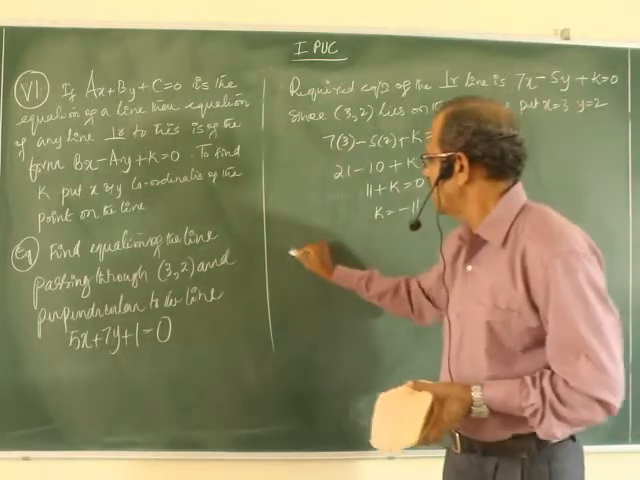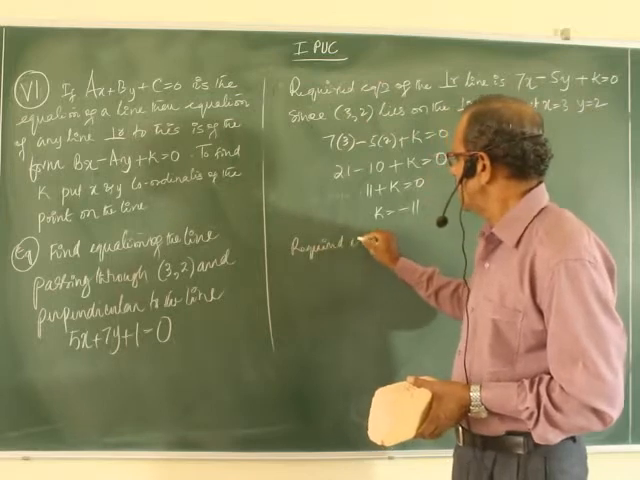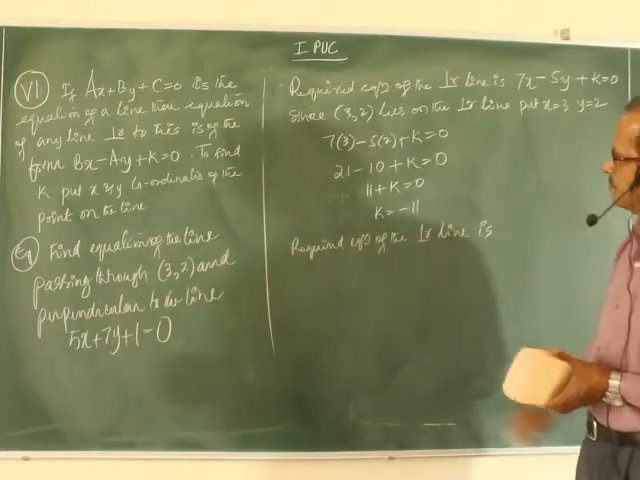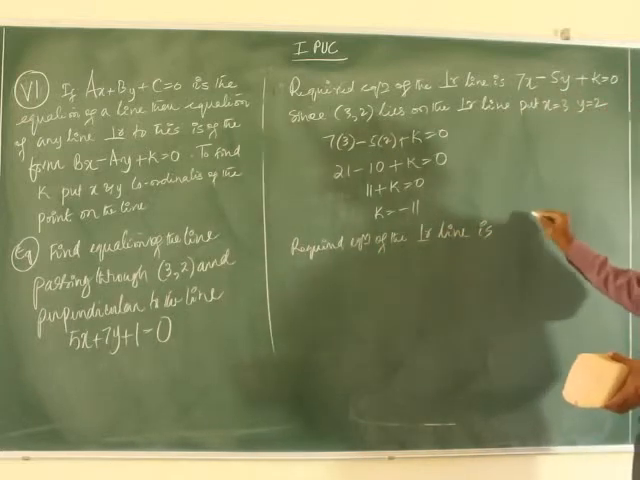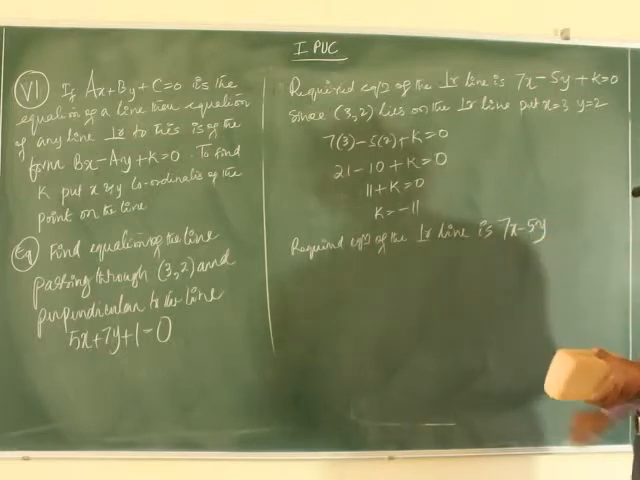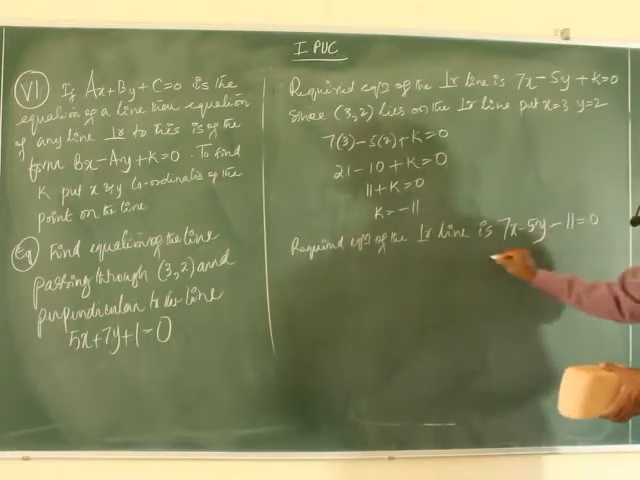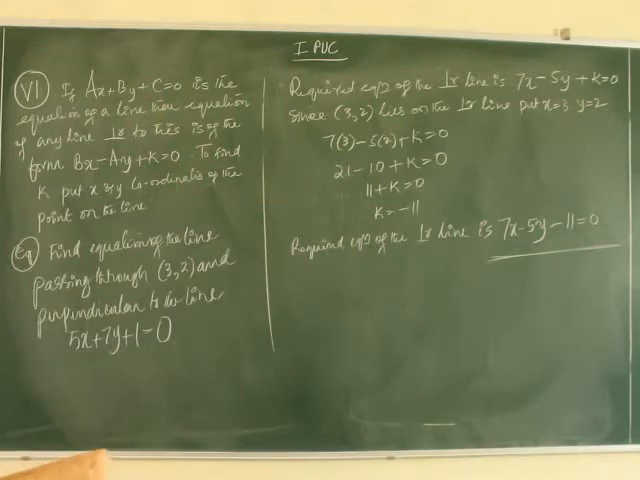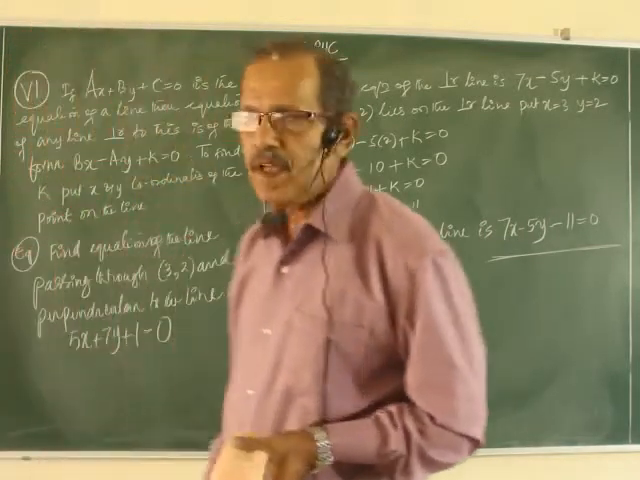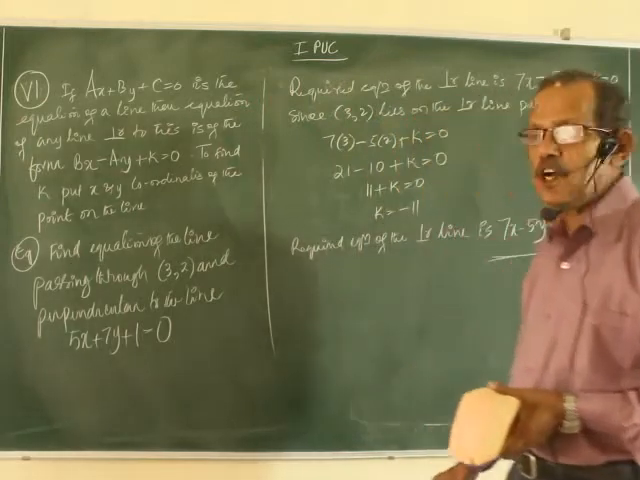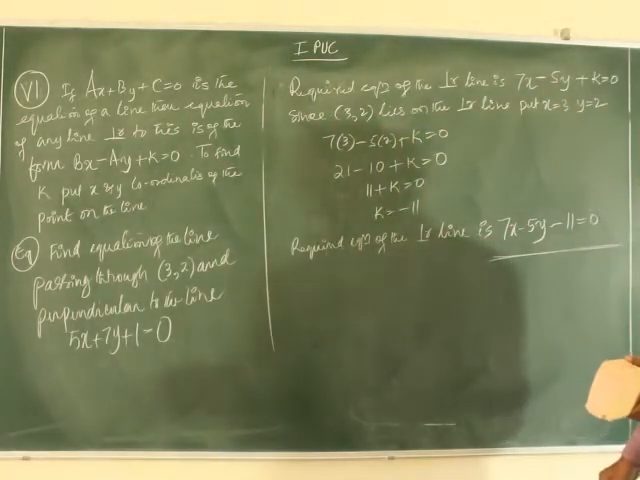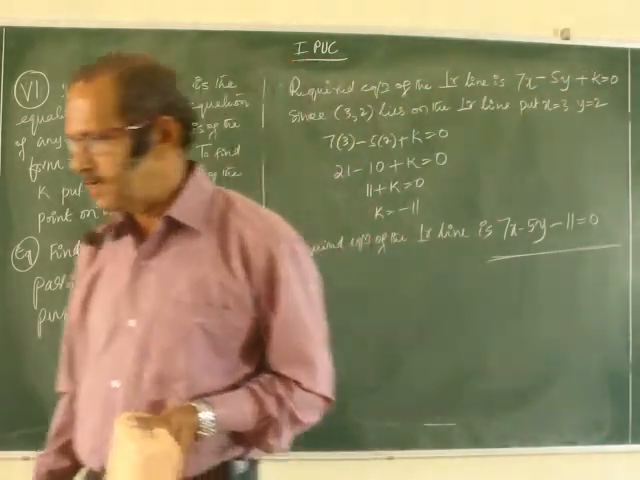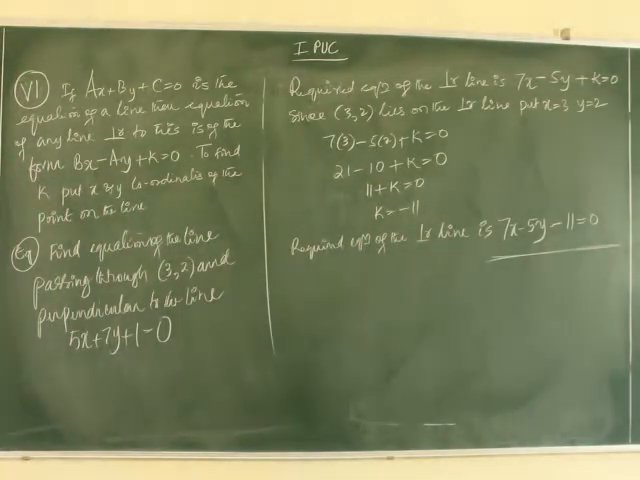Now write the answer. Required equation of the perpendicular line is 7x minus 5y, constant is minus 11 equal to 0. X and y terms can be written immediately according to the formula, interchanging the coefficient with the change of sign. Equation of the line passing through the point perpendicular to the line.